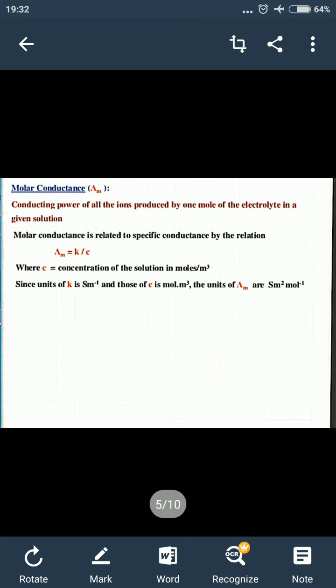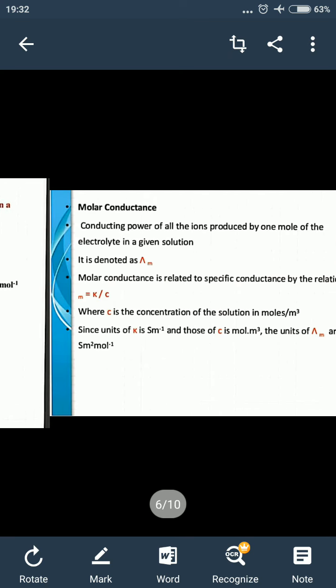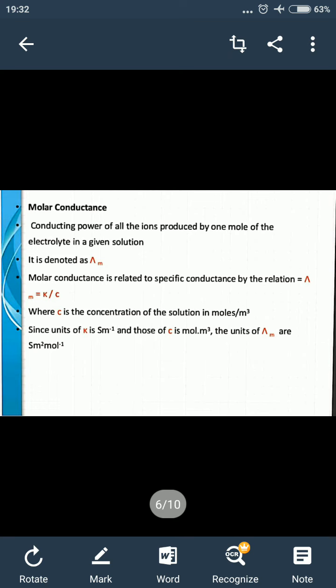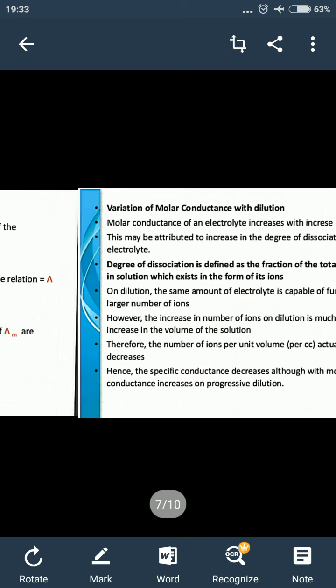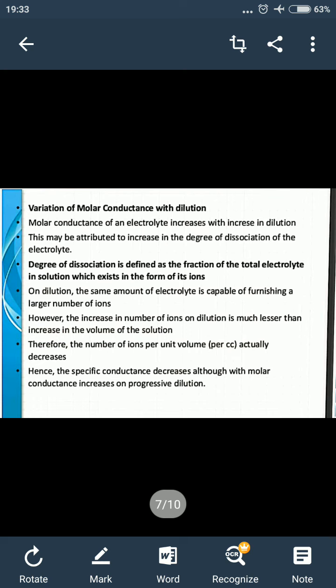Therefore, the unit of molar conductivity will be Siemens meter square mole inverse. And for equivalent conductance, the unit will be Siemens meter square equivalent inverse. Molar conductance is the conducting power produced by 1 mole of a solution. Now we come to variation of molar conductance or equivalent conductance with dilution.